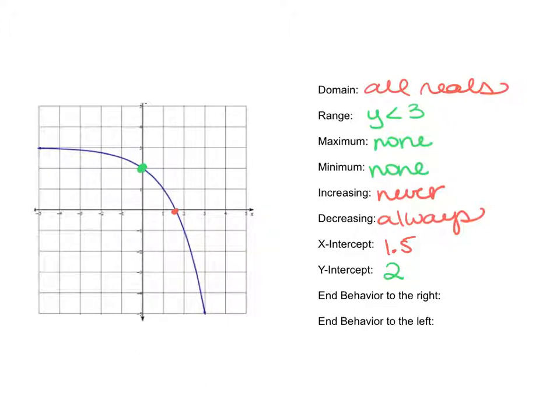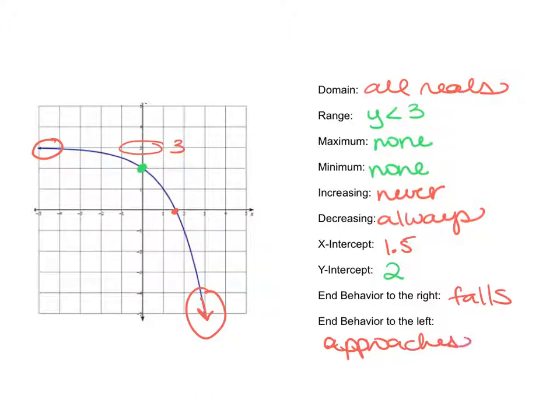Now, for end behavior to the right, this is the right side, it is going down, so it falls. Over here to the left, we're not going to say that it rises. Rises means that it's going to keep going up in that direction, and that's not the case. Remember, I told you it's going to get really close to 3. This is the number 3 here, and it's kind of hard to see. So we say that it approaches 3.